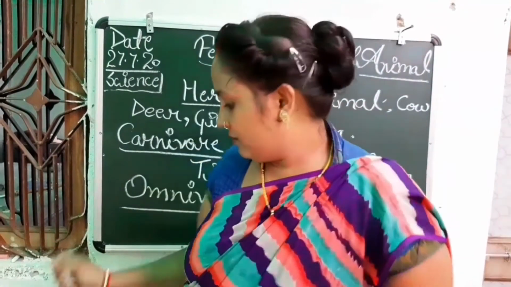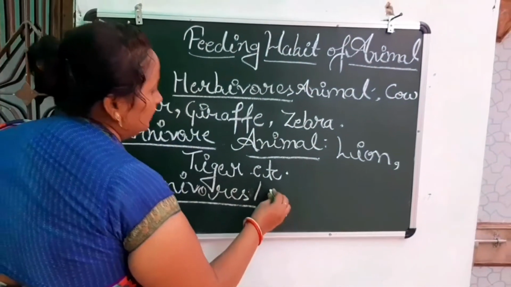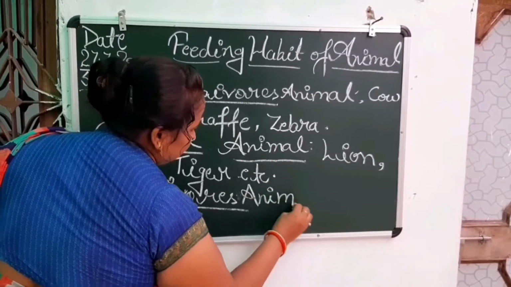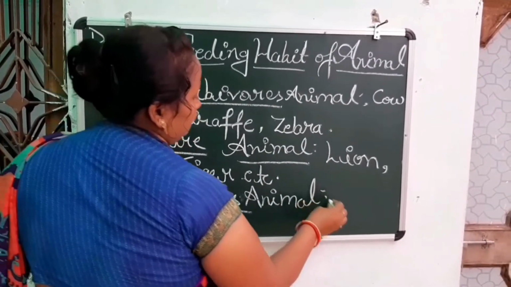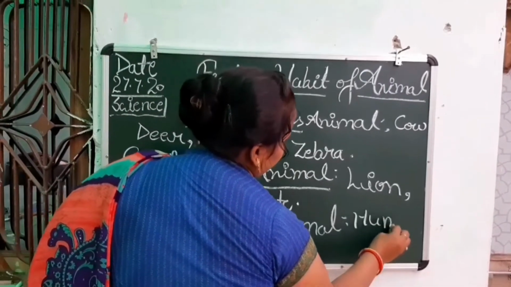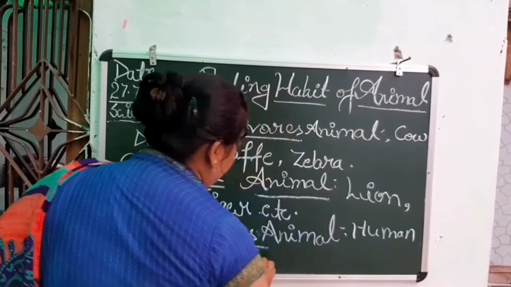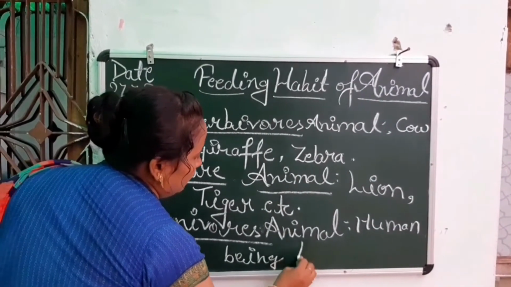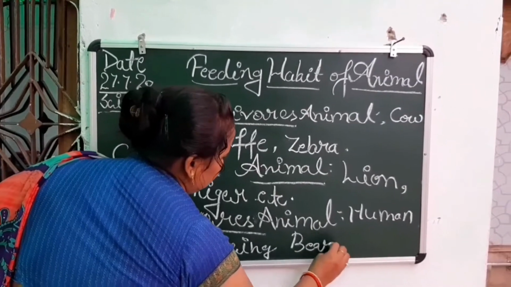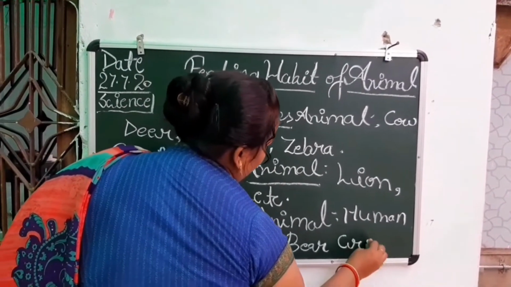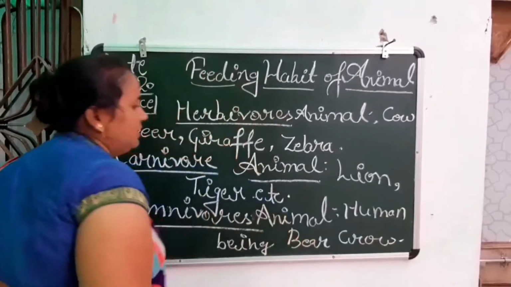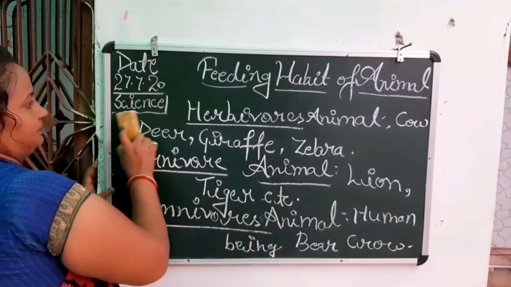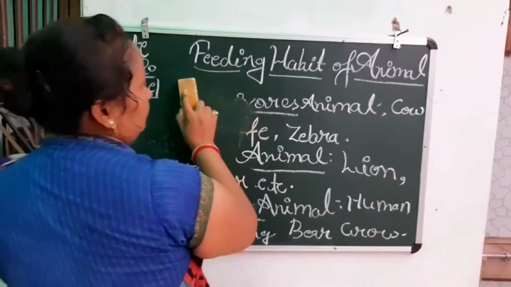So what are the examples of omnivore animals? Human being, bear, crow. So these are the omnivores.